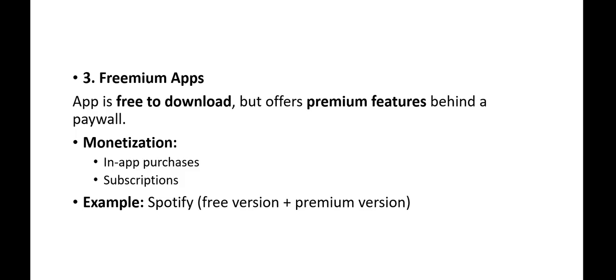Third one is freemium apps. The app is free to download, but offers premium features behind a paywall. Users can freely install this app from the Google Play Store or Apple App Store, but if you need any additional or premium features, you need to pay for it. Monetization is achieved through in-app purchases or subscriptions. An example of a freemium app is Spotify. Spotify has both a free version and a premium version.